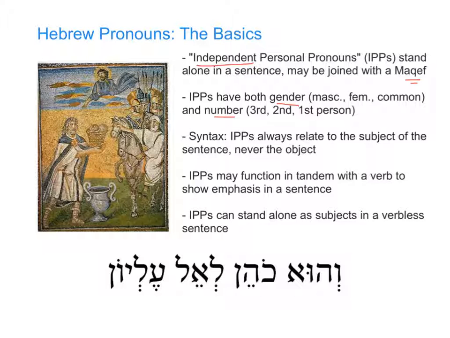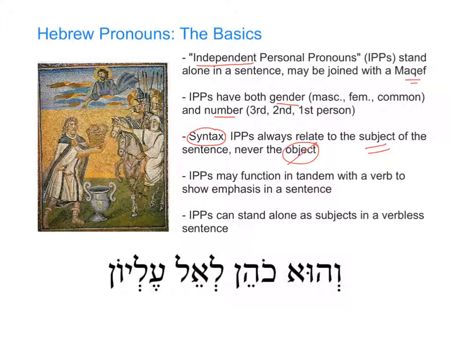In our world of pronouns, one issue you want to be aware of for syntax is that these independent personal pronouns will always, always, always relate to the subject of the sentence. They'll never relate to the object. So if you're translating a sentence and you have an independent personal pronoun just hanging about, it can never be the object. It must always be the subject. So keep that in mind, and that will keep you out of some dangerous situations when you're translating real live Hebrew sentences. So that would be one thing on syntax.